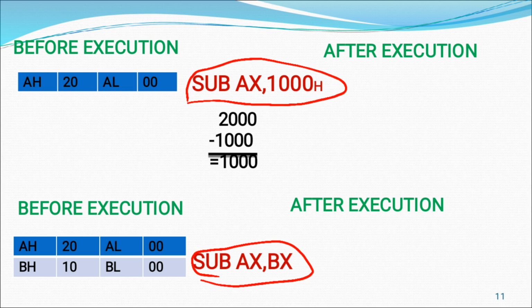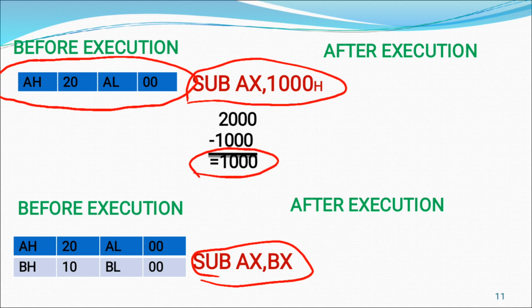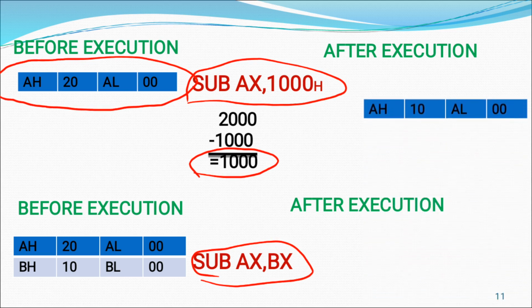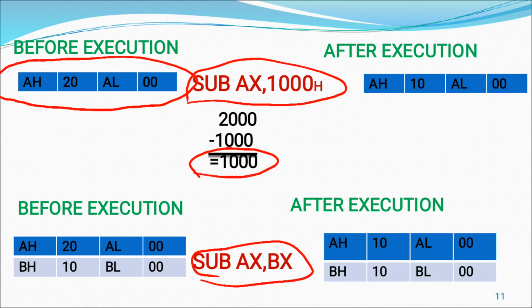Let us take the first example, SUB AX comma 1000. Before taking this example, we consider the content of AX is 2000. If we subtract 1000 from 2000, the result will be 1000. This result will be stored in the AX register. So next, SUB AX comma BX.